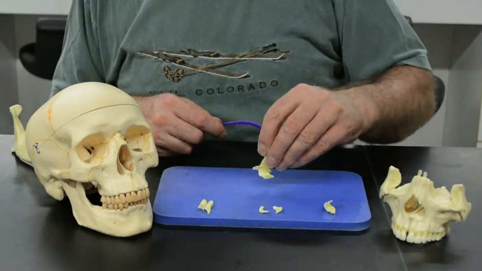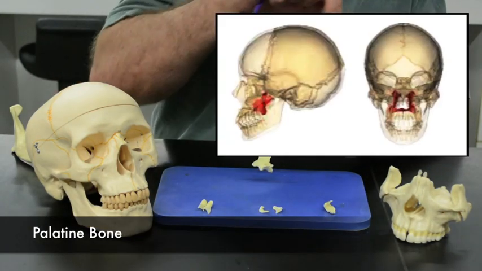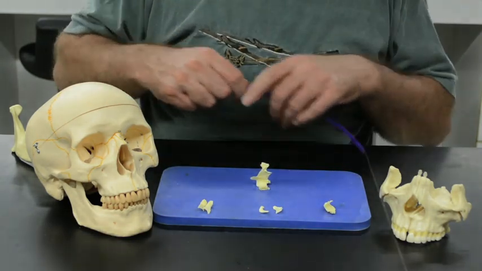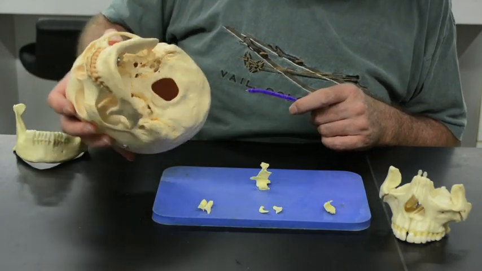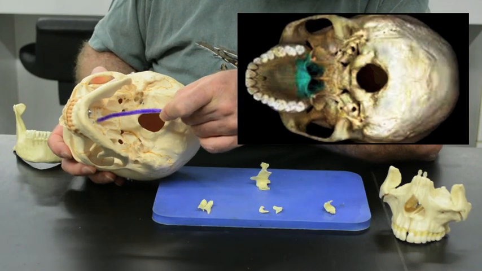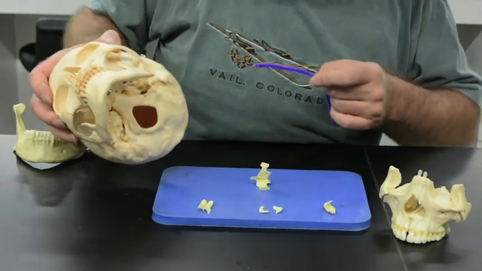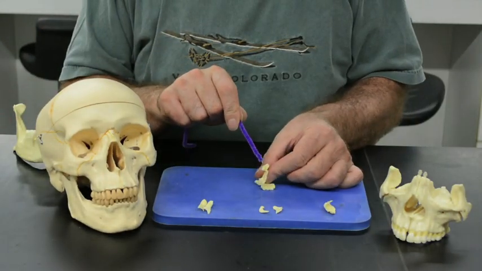Next bone we're going to take a look at is the palatine bone, and the palatine bone forms the posterior aspect of the hard palate. So if we turn this up here, we can see that this is the palatine bone here, and this is the maxillar process, and then the palatine bone goes all the way up, and the top portion of it helps form the orbit of the eye.